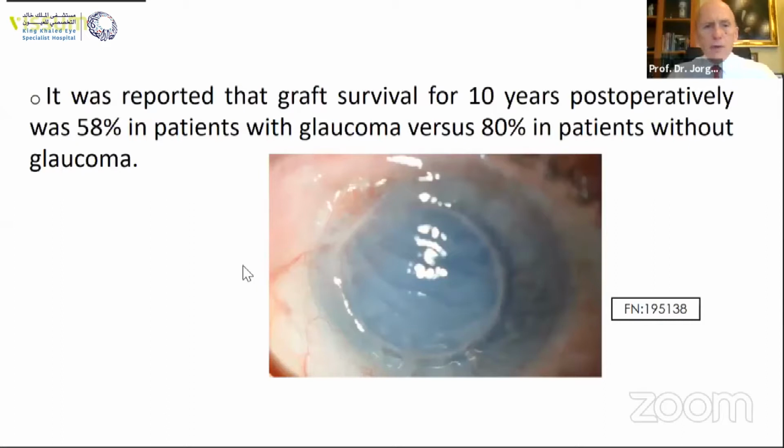Even with that, we have the evidence that after 10 years of post-op, the graft survival is 58% only in glaucoma cases. Normally, it is 80% at 10 years in patients without glaucoma. So you see the sharp decrease in the expectations of the patient in which glaucoma is happening: it decreases about 50% of the chances to have a successful outcome after 10 years.